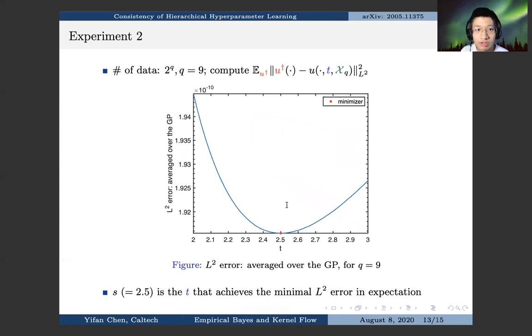Then we fix q equals 8 and still compute the L2 generalization error. The below is the output. We can see that t equals 0.5 leads to the minimum L2 error in this average sense. And t equals 0.5 will be the parameter that the empirical Bayes will pick. That's to say, the implicit bias of this algorithm is to pick the one that leads to the minimum L2 error.